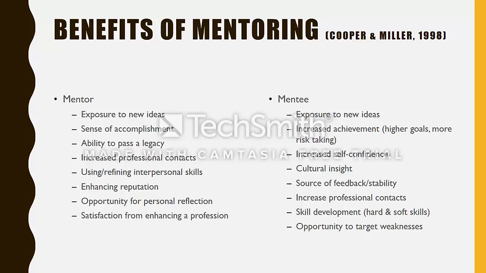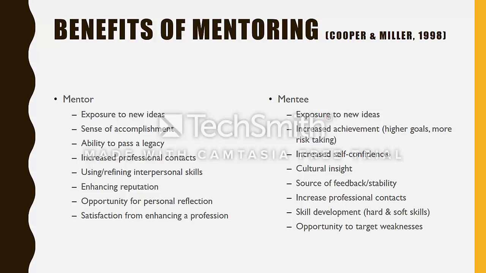In terms of the benefits of mentoring, there was some research done by Cooper and Miller back in 1998, and here's just a brief list of some of the major benefits that have been found to be true through that research for both mentors and mentees. As you can see from these 2 lists, the benefit of having exposure to new ideas shows up for both the mentor and the mentee.